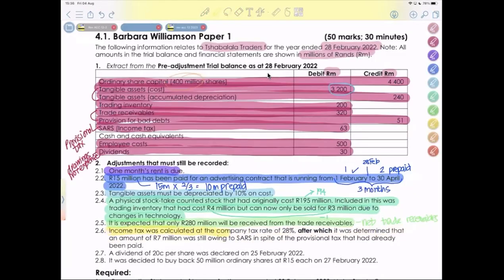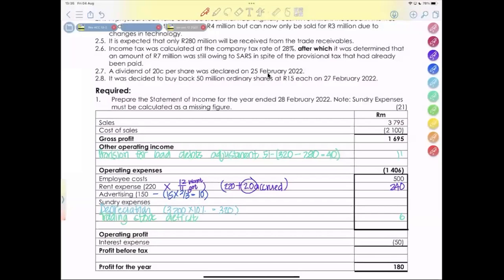Income tax was calculated at the company tax rate of 28%. That means that if you have a look at the statement of income, we can already make a little note that tax is 28%. Hopefully you would realize the taxation obviously slots in between profit before tax and profit after tax. Now, if the taxation is 28% of the profit before tax, that means profit before tax is 100% and the profit for the year is 72%.